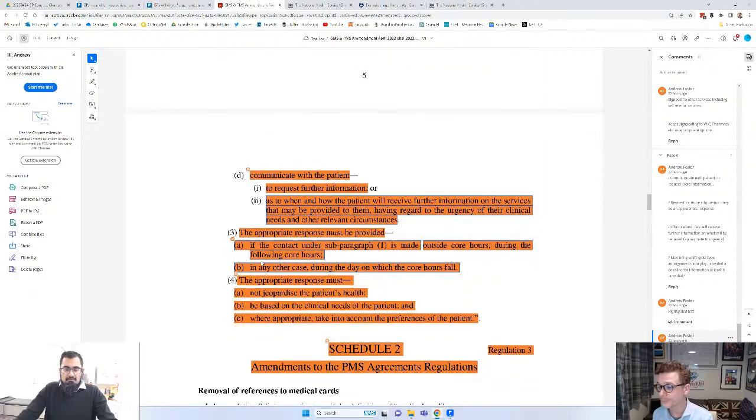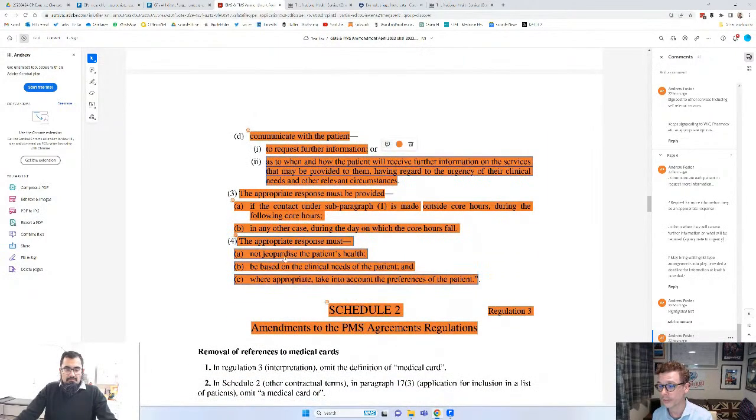And then the final part here is the appropriate response must not jeopardize the patient's health, be based on the clinical needs of the patient, and where appropriate, take into account the preferences of the patient. So I think those are all interesting statements, moving from last to first, really. So where appropriate, take into account patient preferences. I think that's interesting. So it sounds like there might be some circumstances where other considerations, say the needs of other patients that need to be looked after, might trump patient preferences, for example. That's my interpretation.